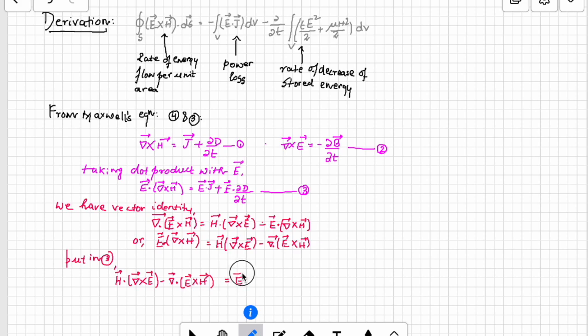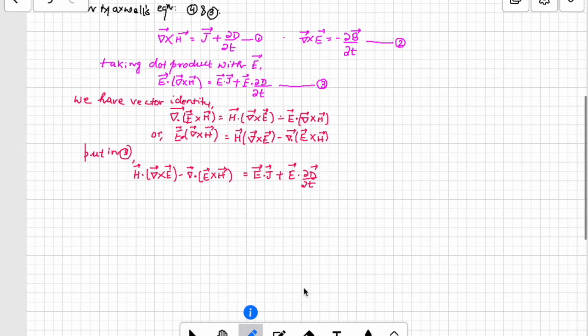So again, I'm saying, please practice once or twice, because if one step is wrong, you are missing out on the important points. E bar dot del D by del T. Okay, so we are going to simplify this.